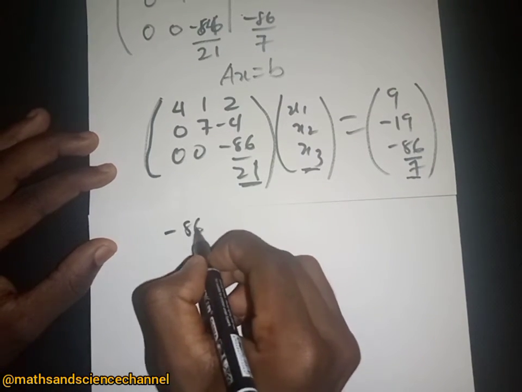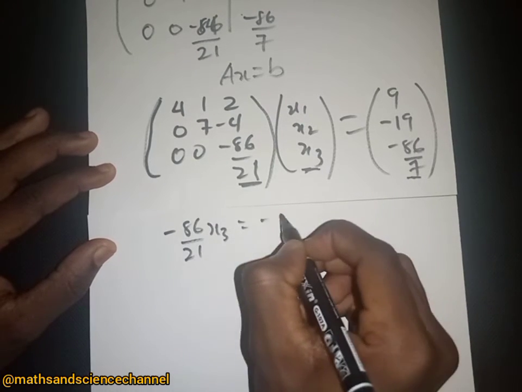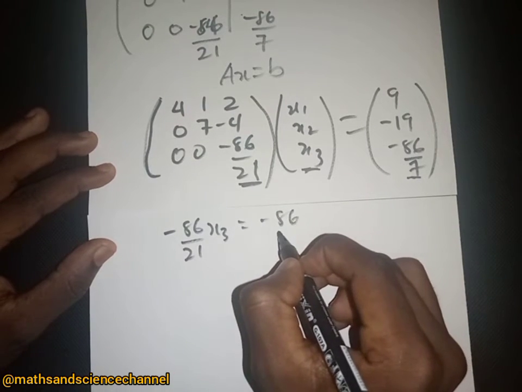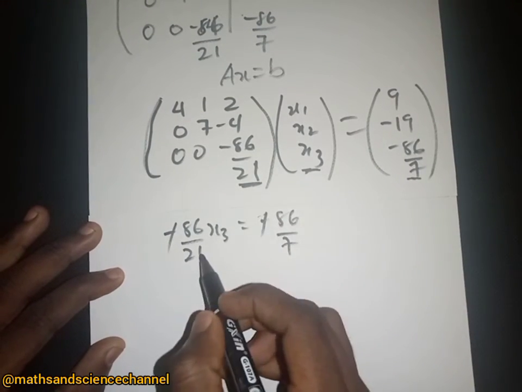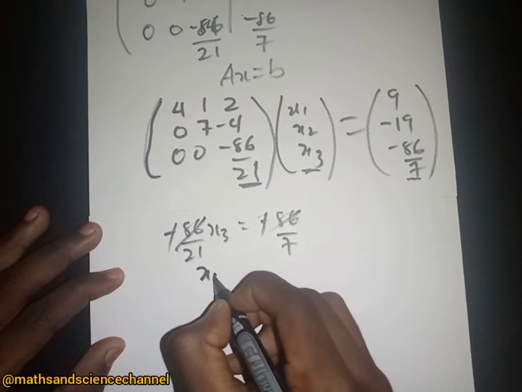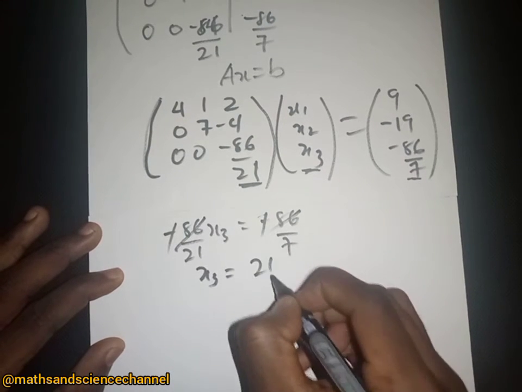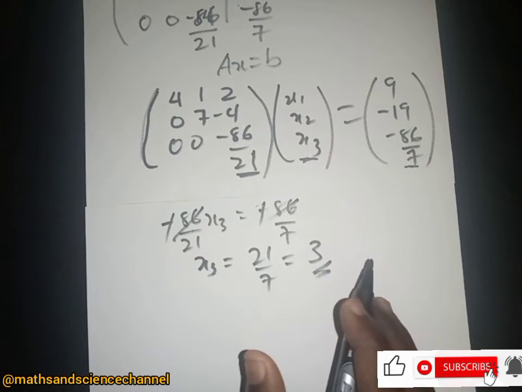So we have -86 here divided by 21 here, x3 being equal to -86 divided by 7. So we realize that negative gets rid of negative, and then also 86 will cancel 86 here, and we have 21 over 7, and then we have x3 to be 3 here.